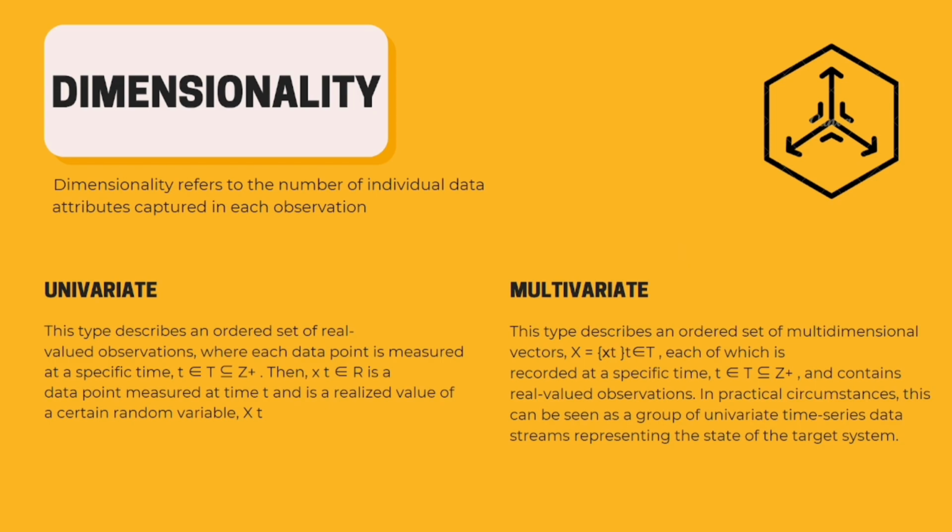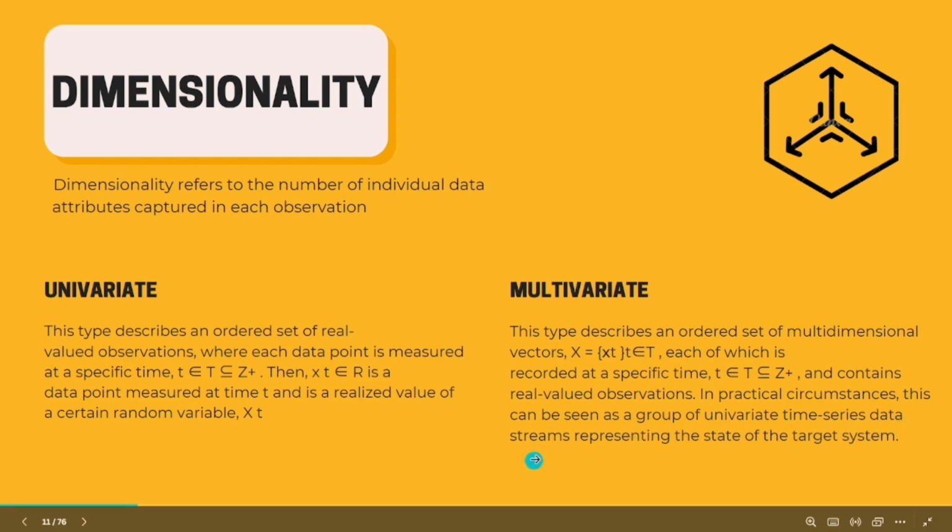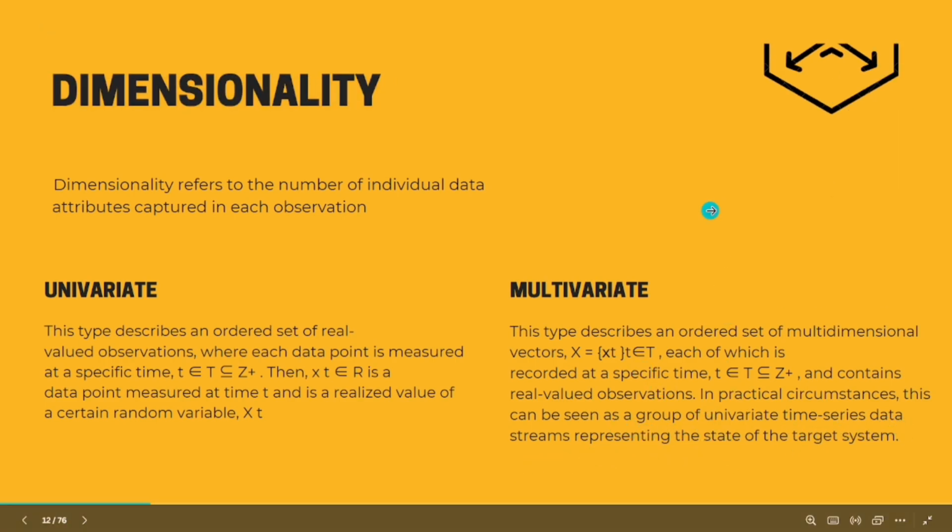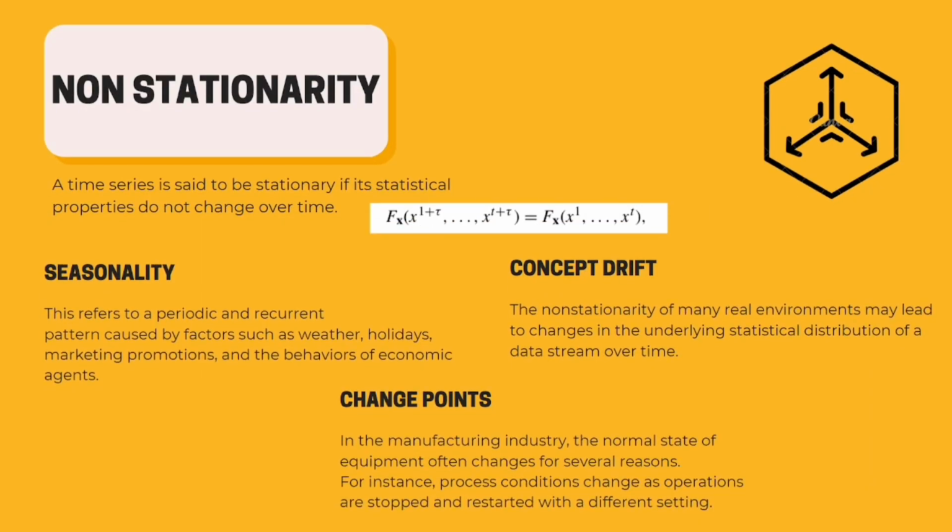Dimensionality refers to the number of individual data attributes that can be captured with each observation. These can be classified into two types: univariate and multivariate. In univariate, every data point is measured at a specific time and it is a real number. But in multivariate, every data point is a collection of real valued observations, which are the attributes of the data, and so it can be seen as a multidimensional vector where each attribute is a univariate attribute. So thus it can be seen as a group of univariate time series data streams representing the state of the target system. So moving on, here comes non-stationarity.